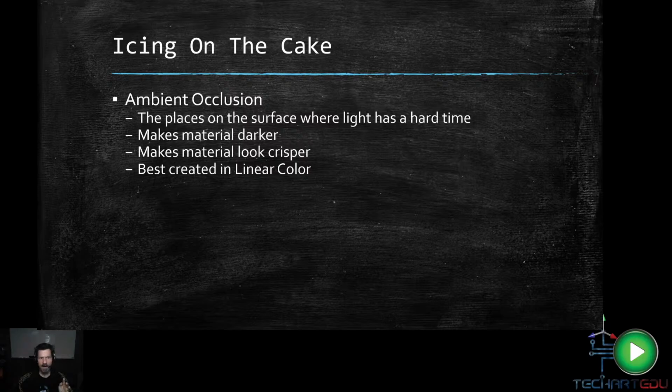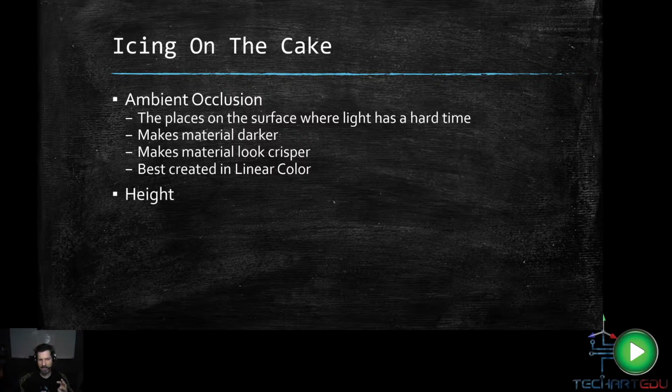And it also makes the material look a little bit crisper, and this kind of adds to the realism. And because the ambient occlusion is kind of a 0 to 1 kind of thing, it goes from full light to dark and so forth, it does not really deal with color, then it's best created in linear color. And most probably, if you create an ambient occlusion texture map, it's going to be created inside of linear color. Now, the other map that you might deal with is a height map.